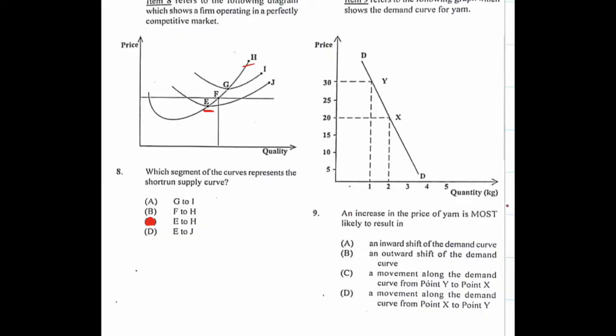An increase in the price of yam is most likely to result in a, let's first draw it on the graph. We're saying you're going to increase the price of yam. So as we go up the curve, we're seeing that you will have a movement along the curve because it's a price determinant. So this would mean that you're moving from X to Y, from price 20 to price 30. So you're increasing the price and it's a movement along the curve. So that would be a contractionary movement along the demand curve from X to Y. So that is actually D.